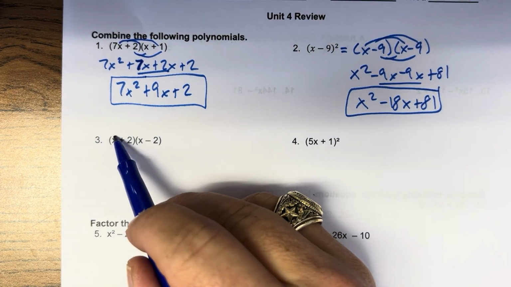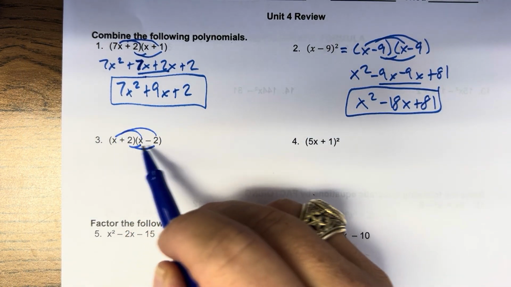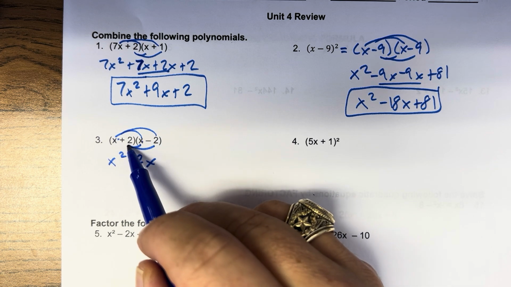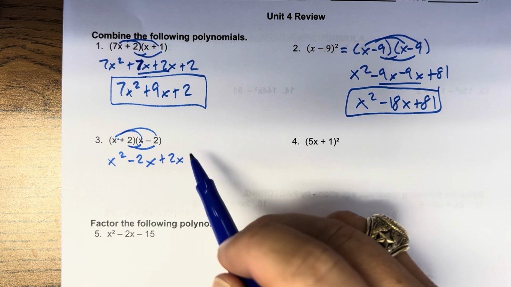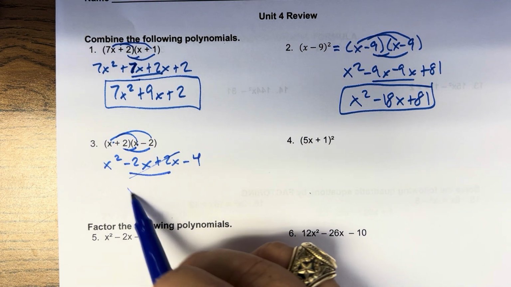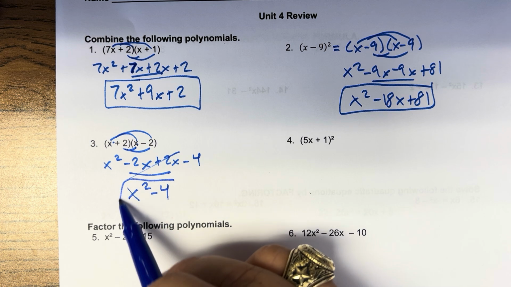Number 3, I'm going to multiply the x to both terms, the 2 to both terms. So x times x is x squared. X times negative 2 is negative 2x. 2 times x is positive 2x, and 2 times negative 2 is negative 4. When I combine like terms, they cancel out, where I'm left with x squared minus 4.